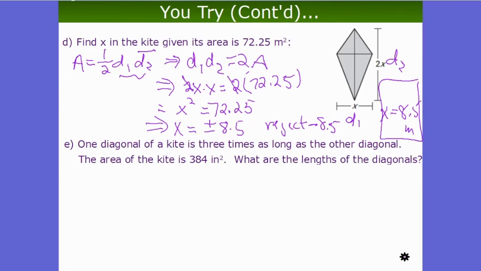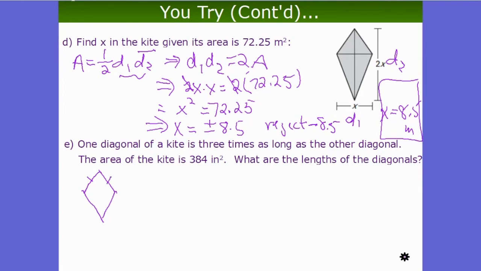Okay, next, one diagonal of a kite is 3 times as long as the other. We know the area of the kite, 384 square inches. What are the diagonals? Here's where you draw a picture. You must draw a picture. If you don't draw a picture, these are so much harder. You don't have to be a great artist. I know I'm not, but I know I have a kite here.